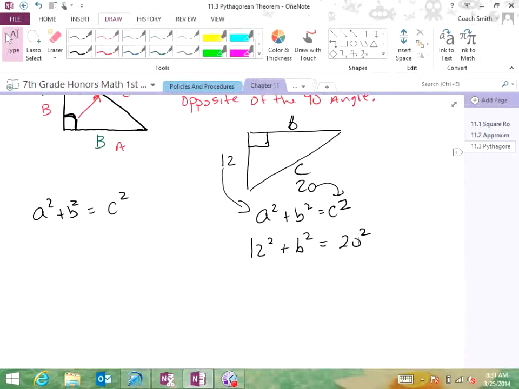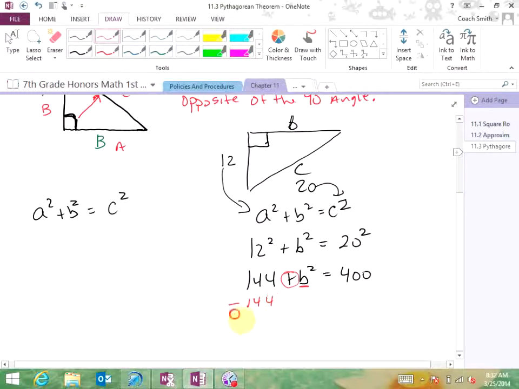Okay. Now, not all of these are going to be a nice little whole number. Some of them, you're going to have to approximate. So you're going to have to do what we did last night. All right. So if we look at this one, 12 squared is what? 144. 12 times 12. Plus B squared equals, what's 20 squared? 400. Okay? Now, when I'm at this point, I have to get B squared by itself. To get B squared by itself, I have to do the inverse of addition, which is subtraction. So I'm going to subtract 144 from each side.